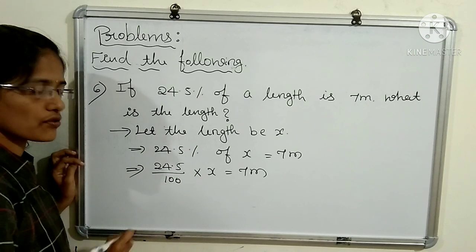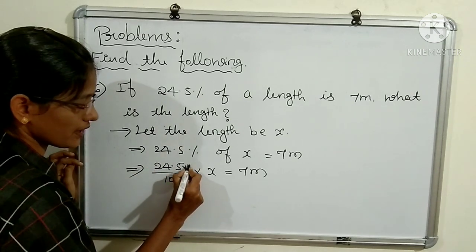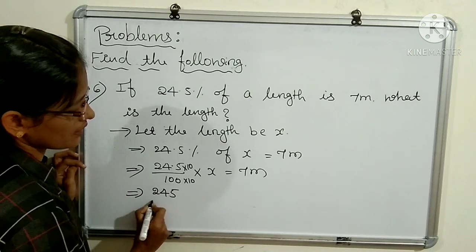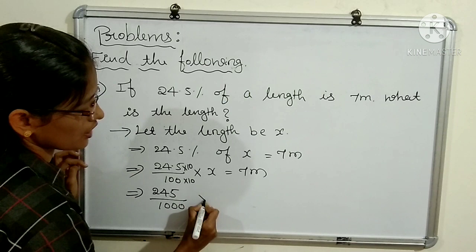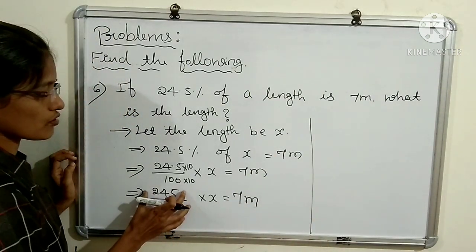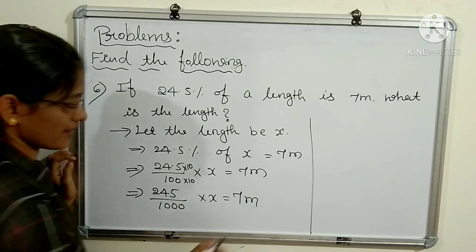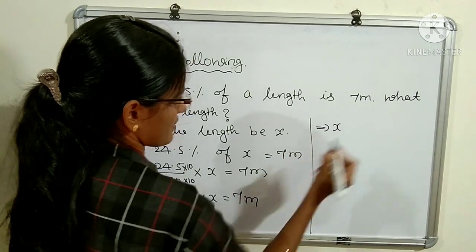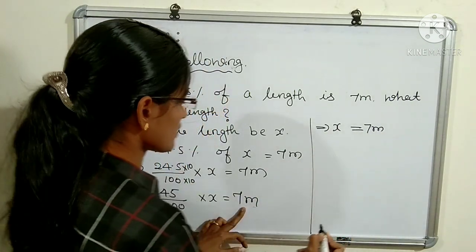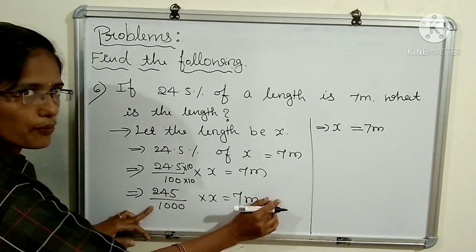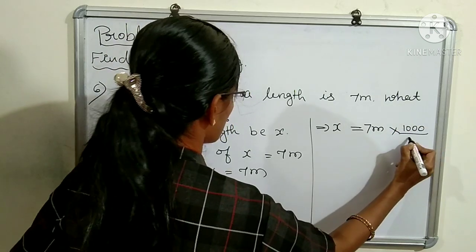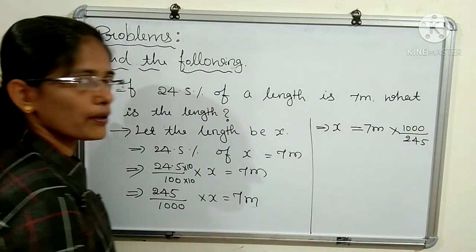Here point is there, students. So how we can remove this point? By multiplying 10 for both numerator and denominator. Here 245 divided by 1000 into x is equal to 7 meter. Now shift this 245 by 1000 to the right hand side. In the left hand side x as it is, equals in the right hand side 7 meter as it is you have to write. Next you shift this to the opposite side. That time you have to take the reciprocal. 1000 divided by 245.